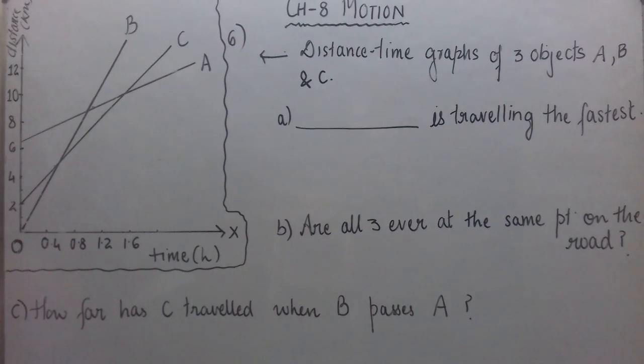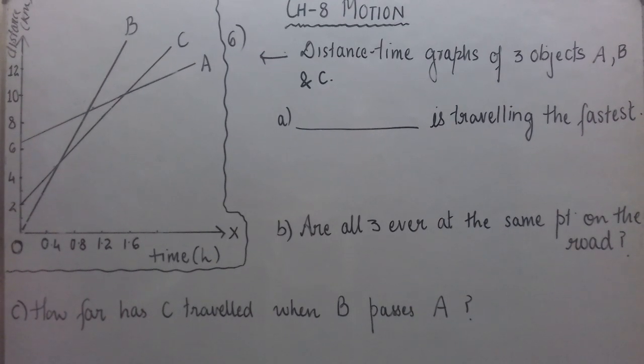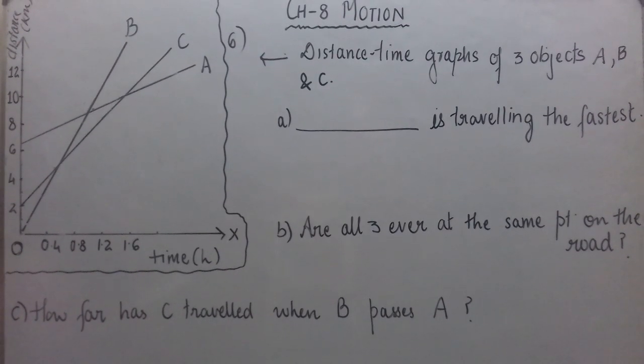I'll read the question once again. This figure shows the distance time graph of 3 objects A, B and C. Study the graph and answer the following questions.